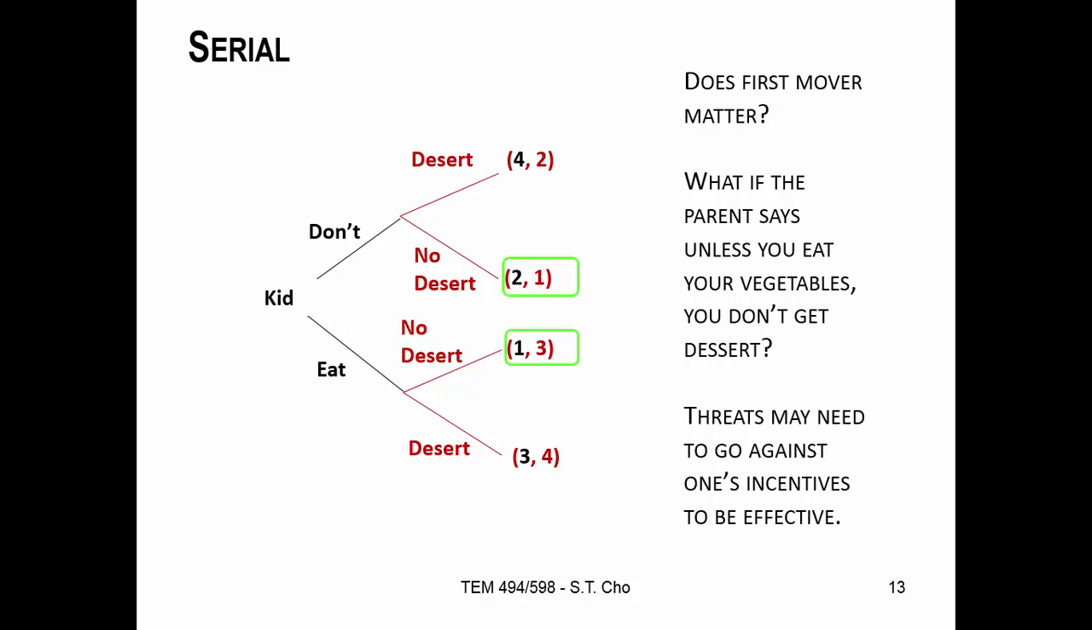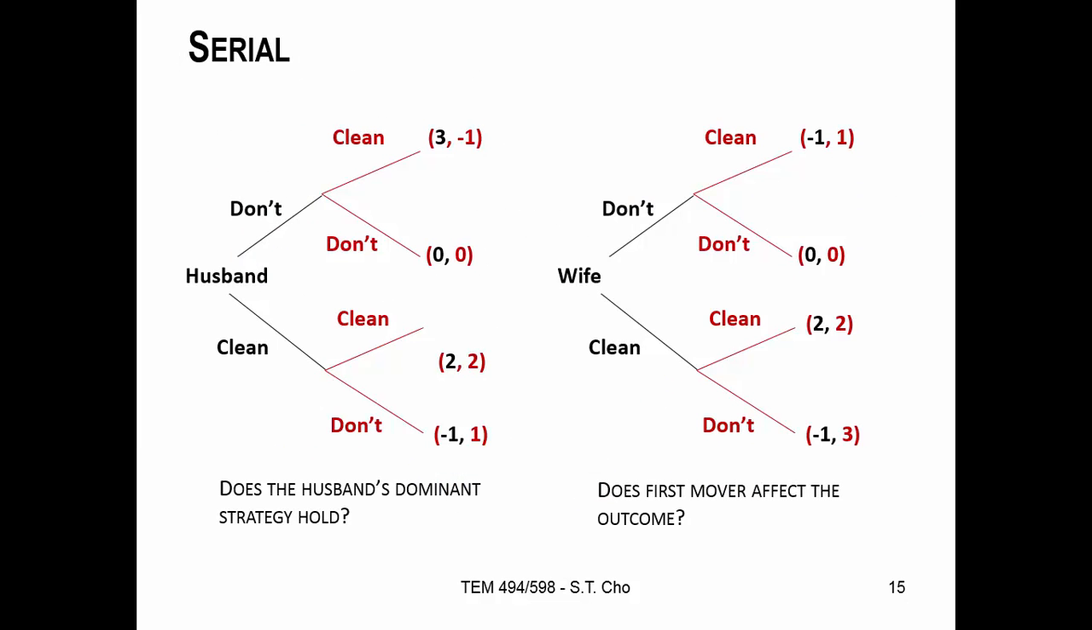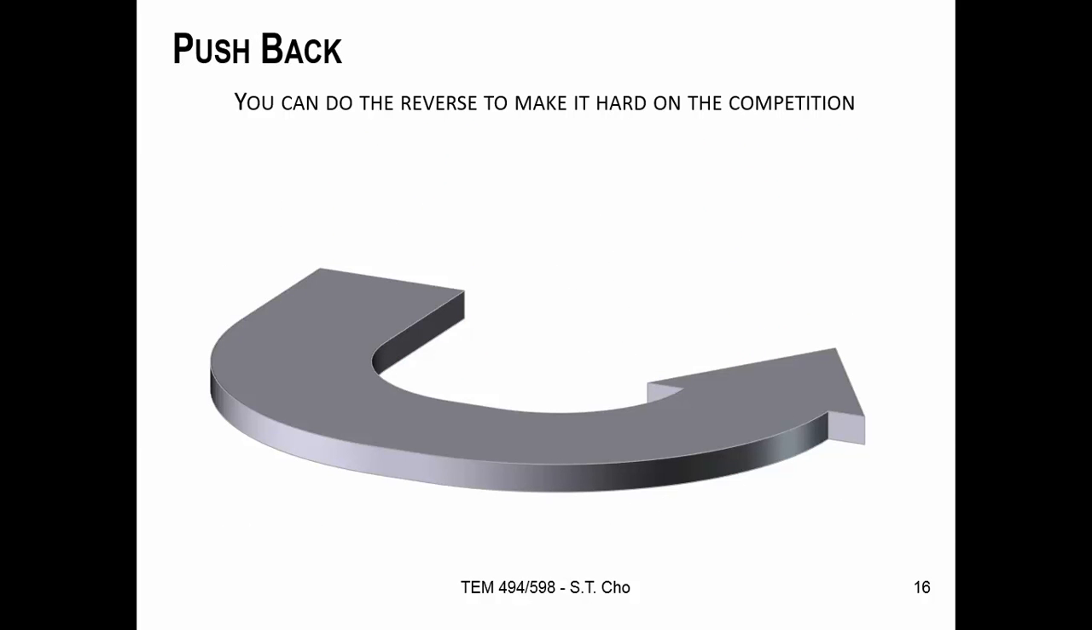And there are times that you might need to use threats because you want to go one way or the other, and it could be against one's incentives. The lazy husband game we talked about cleaning and not cleaning, and you can go over these details, but as you can see, the payoffs are much different depending on who goes first and who goes second.